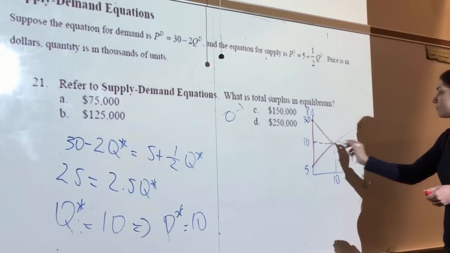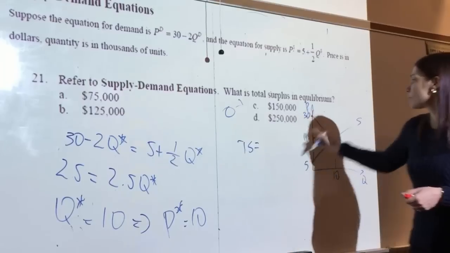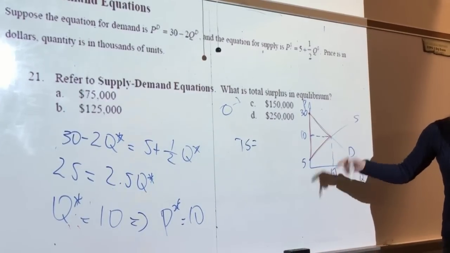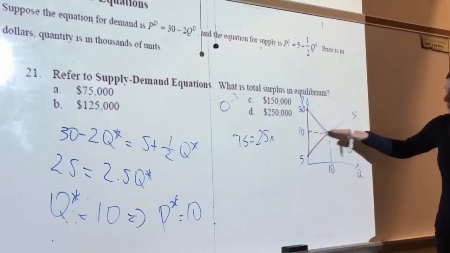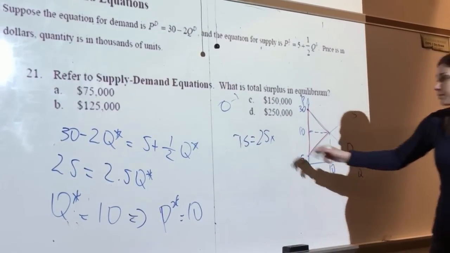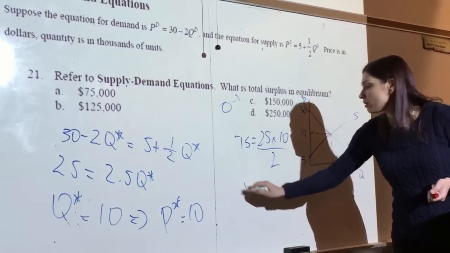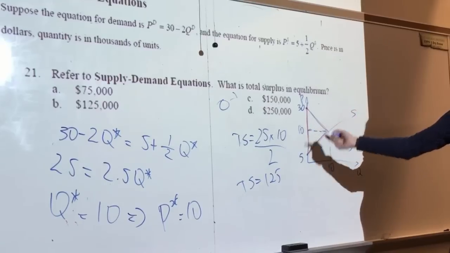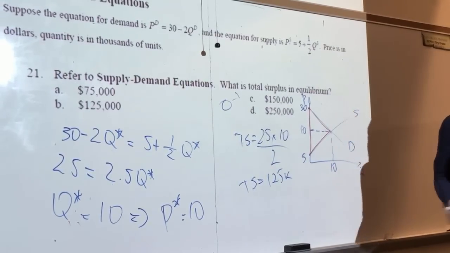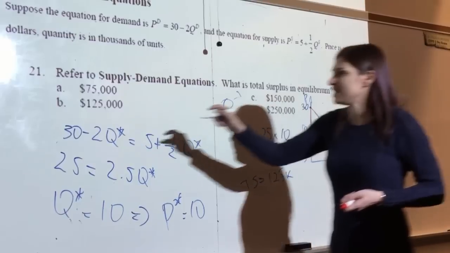So to find the area of this triangle, what is the base of this triangle? How large is it? 25. And the height? 10. That's the quantity in equilibrium. Divided by 2, because it's a triangle, it's 125. And it's in thousands, because of the quantity being in thousands. Okay? So this is B.